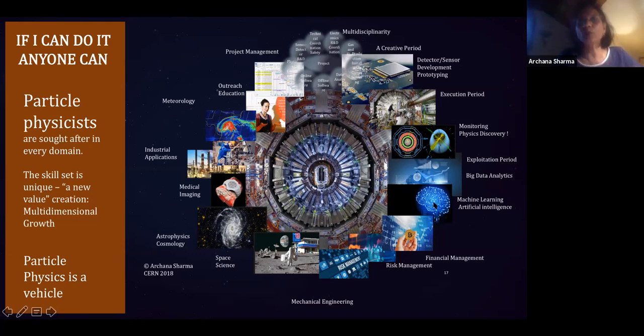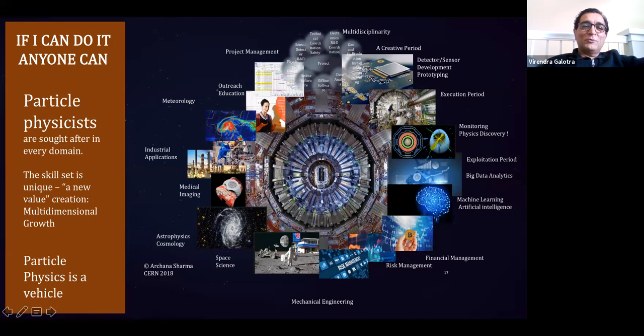And the industries where they have gone are shown here on this slide, which include banks, financial management institutions, risk management institutions, big engineering institutions, space scientists and astronauts, astrophysics, cosmology, medical imaging. I already showed you these examples. Big industrial applications, because they are like accelerators, like safety management and so on. Then of course meteorology and education outreach as well, including project management. So I just wanted to showcase that blue sky research really is creating a very special value, multidisciplinarity. That's what I wanted to add.